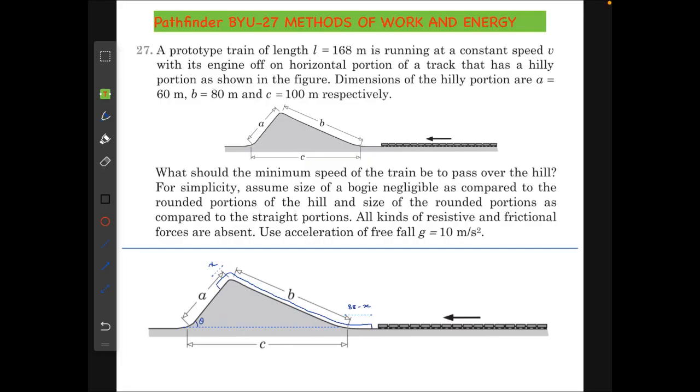So hello guys, here we have Build Up Your Understanding question number 27 from the chapter Work, Power and Energy from the Pathfinder. And so yeah, let's start.